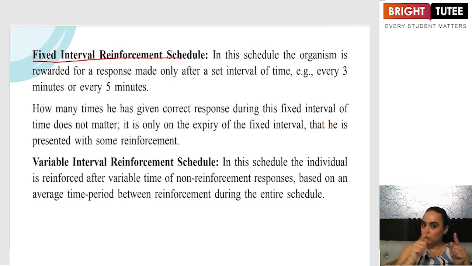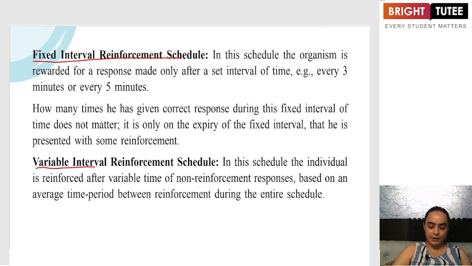So, in between those 10 minutes, if the child gives any correct response, he or she will not be rewarded for that. So, there is a fixed period of time which is decided for the reinforcement to follow.